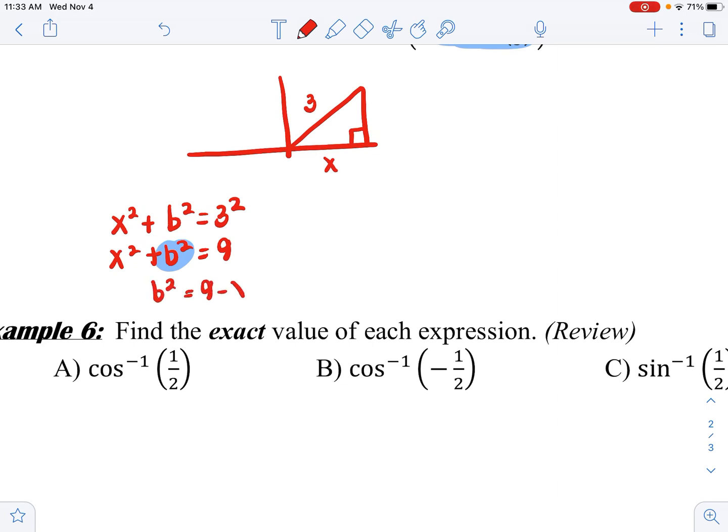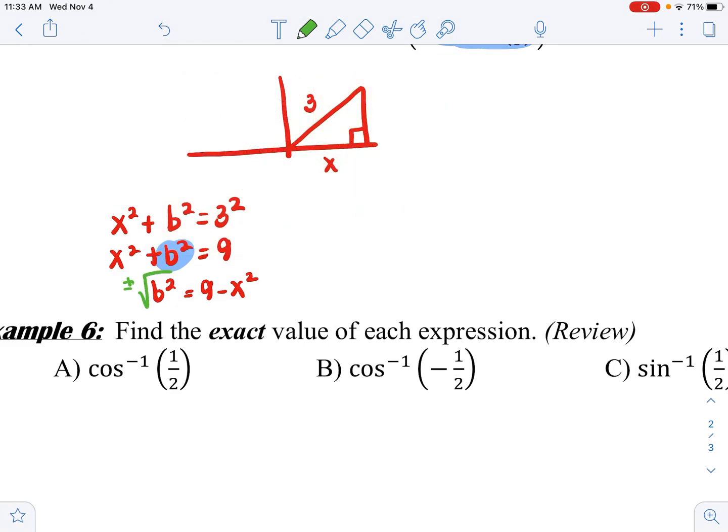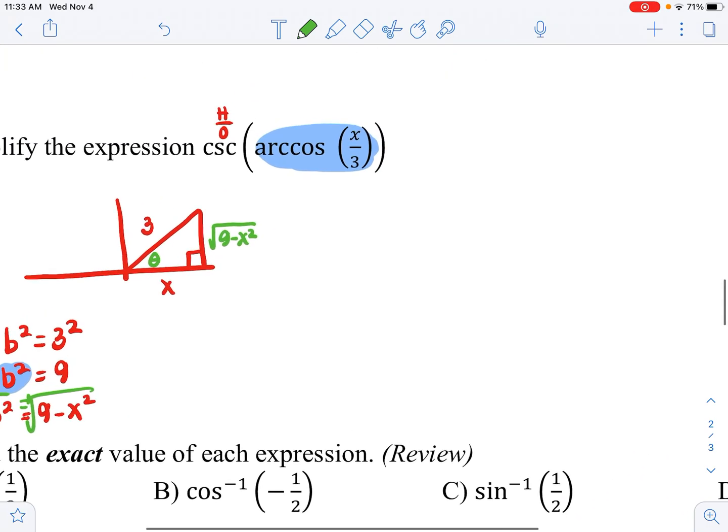And then remember what you're solving for. You're solving for b. So I'm going to subtract x squared from both sides. So I have b squared equals 9 minus x squared. And now I can square root it to solve. Square root, plus or minus. It's up, so it's positive, square root of 9 minus x squared.